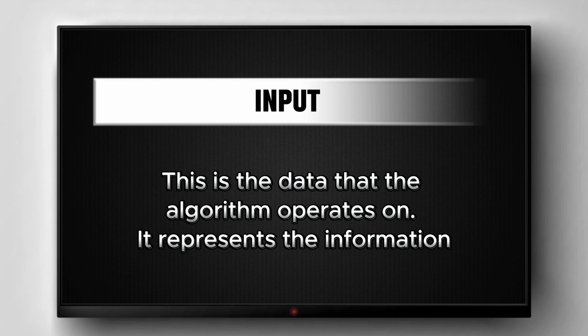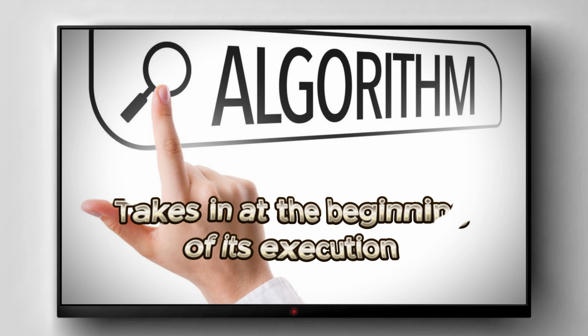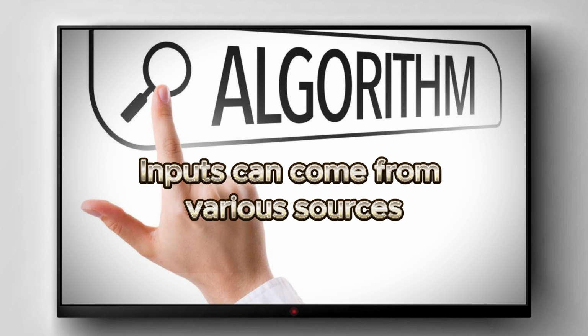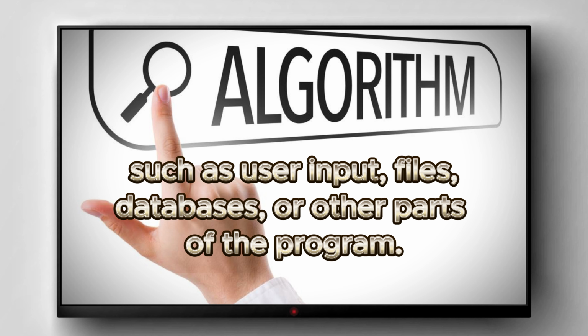Input. This is the data that the algorithm operates on. It represents the information that the algorithm takes in at the beginning of its execution. Inputs can come from various sources, such as user input, files, databases, or other parts of the program.